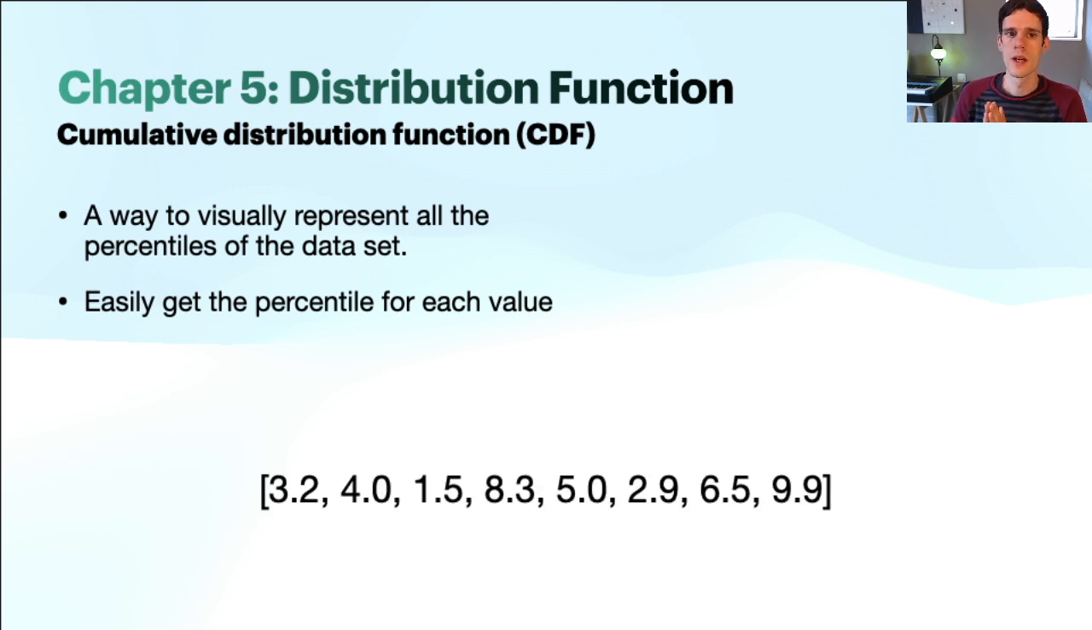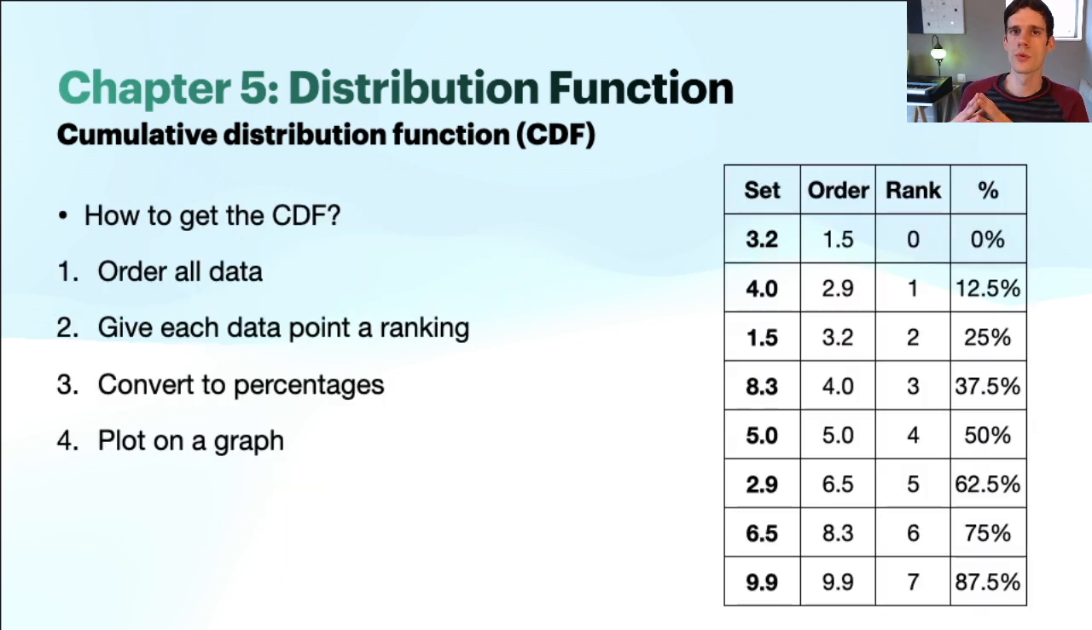In this case, we have a very small dataset of 8 data points. Now, how do we get the Cumulative Distribution Function and its visualization, the plot of it, from this set of numbers? To do so, we need to go through a number of steps, but each step is quite easy. They are represented in this table right here. Now, the first column is just our dataset, not in any particular order.